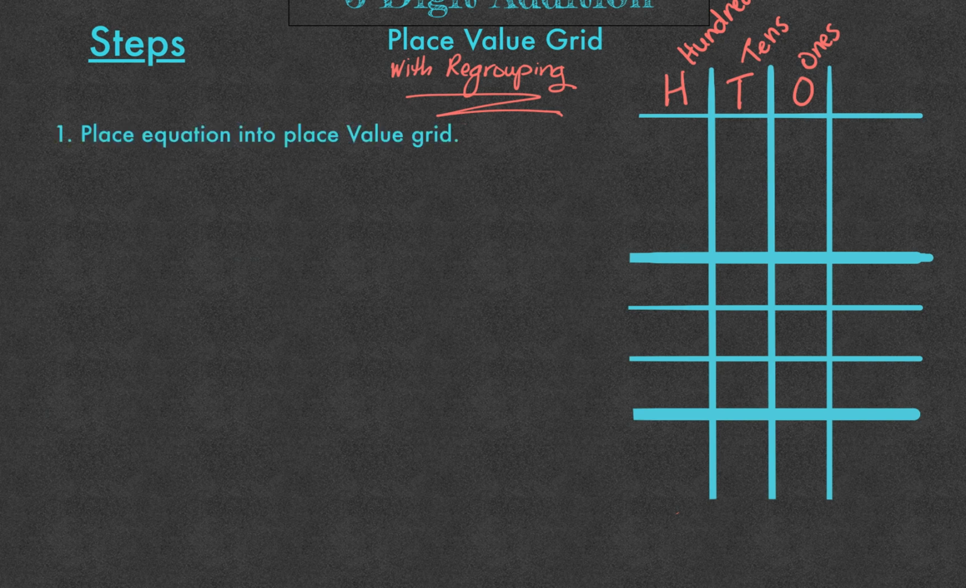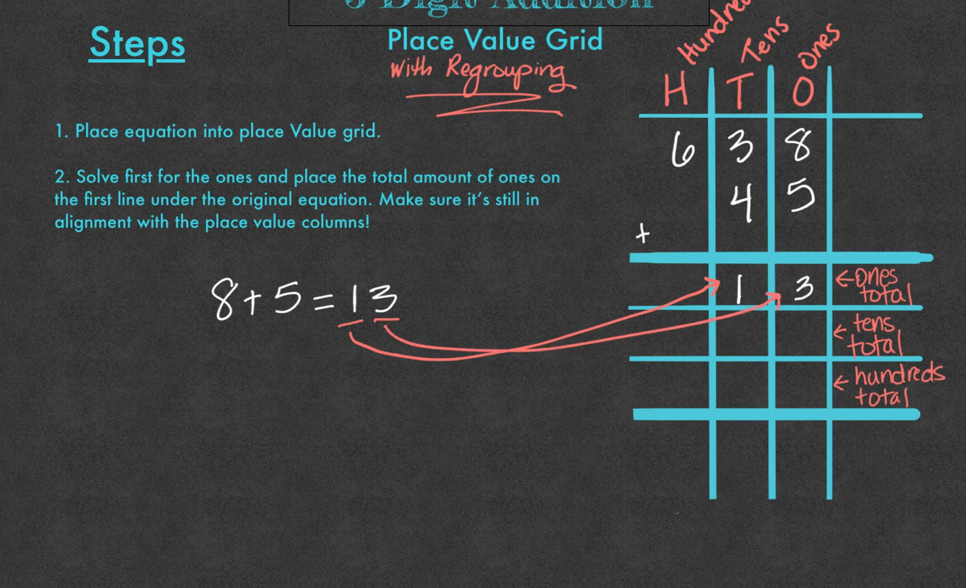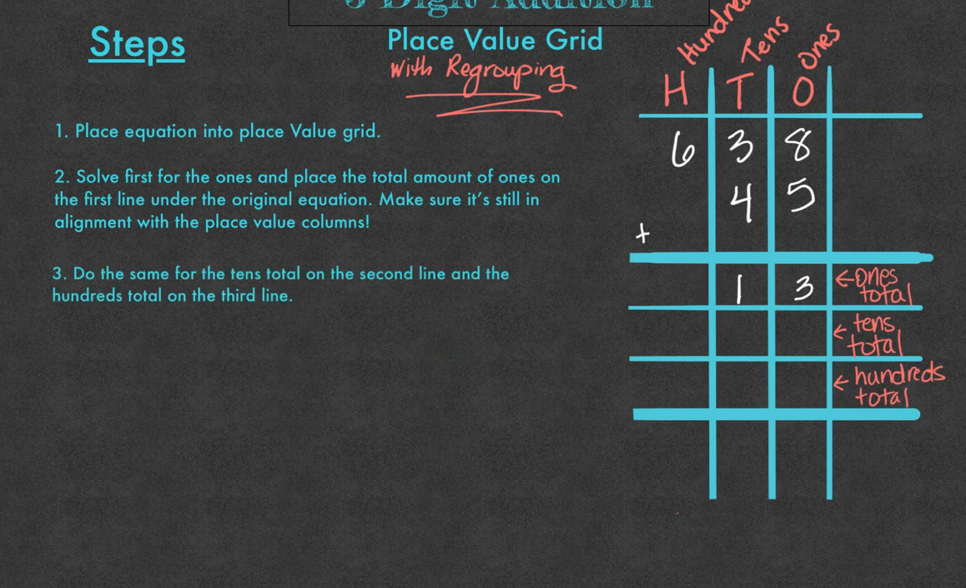Step 1, place the equation into the place value grid. Make sure it's stacked vertically. Now, this next part is where you're going to want to carry the 1. You're going to solve first for the ones place, and you're going to put that total amount under the original equation. So instead of carrying the 1 on top, you're going to put it in the tens place below, and then the ones of the 13 in the ones place.